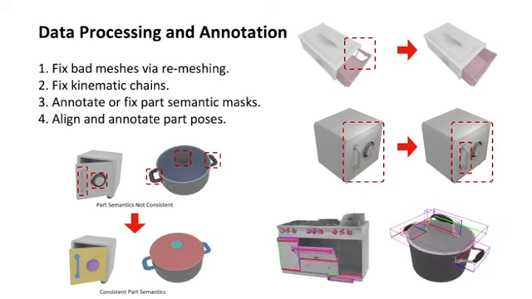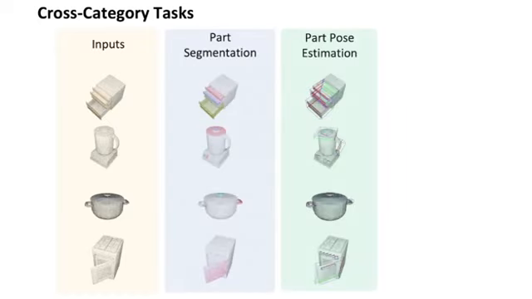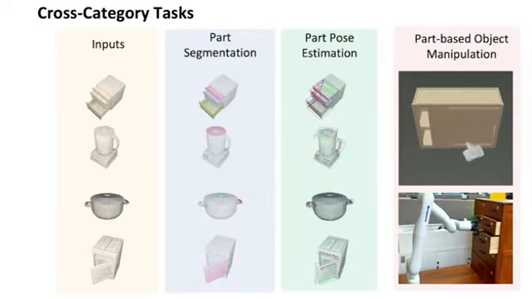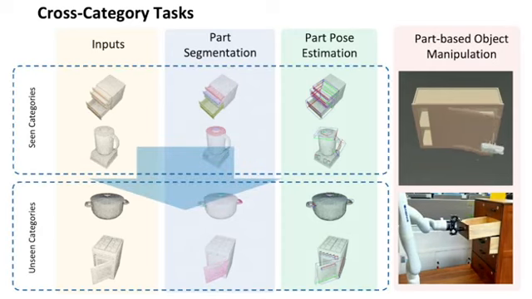Finally, we use extensive rules, along with an annotation interface to align the functional parts with their canonicalized poses, and annotate the part poses. Given the part and pose definition, we then investigate 3 cross-category tasks: part segmentation, part pose estimation, and part-based object manipulation. Our method is trained on seen object categories, and needs to generalize to unseen object categories.